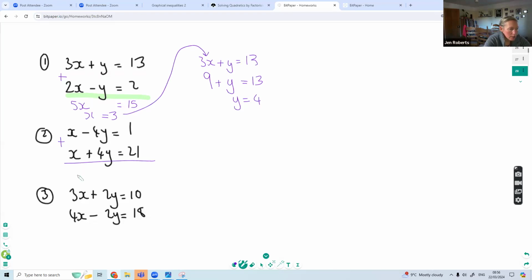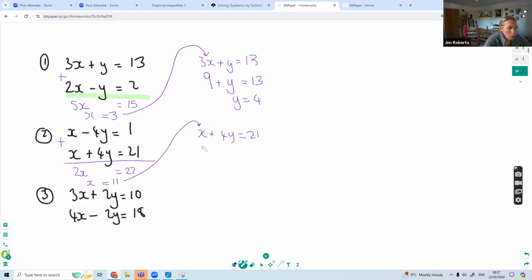1x plus 1x is 2x. Minus 4, add 4, 0. 1 add 21, 22. Divide both sides by 2, x is 11. I'm going to choose the bottom equation. It's just easy with a plus 1. Well, it's just easier. People tend to not make as many mistakes with this.